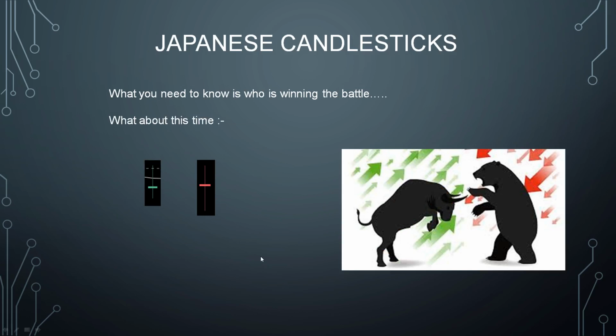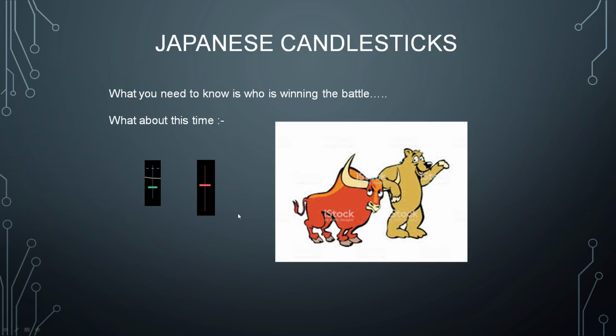Okay, sorry about that. The next one, what about this time? Well, this time a little bit different. We have almost doji style candle bodies, and they're very central in terms of the picture of the whole candle. So these guys are fairly indecisive or neutral, so there's no real giveaway from those ones.